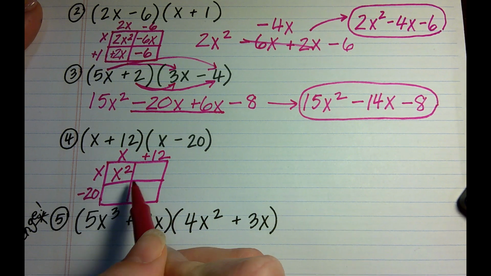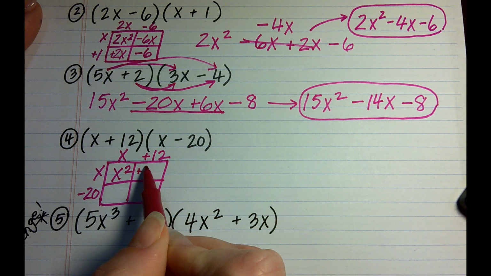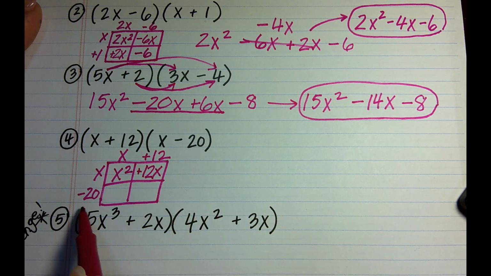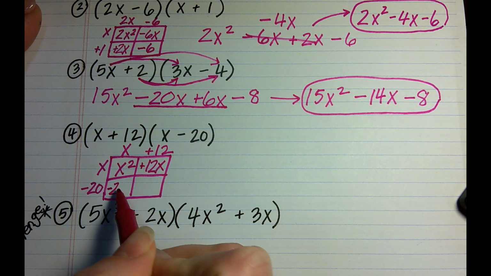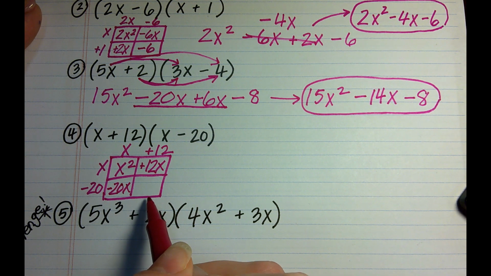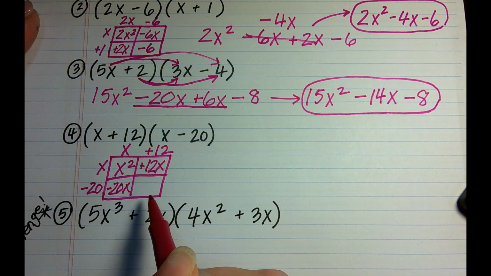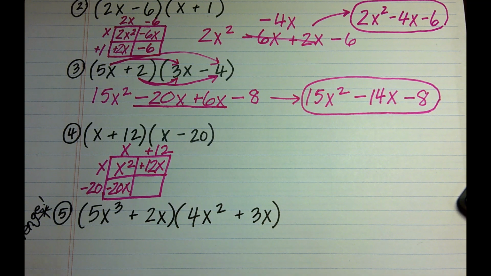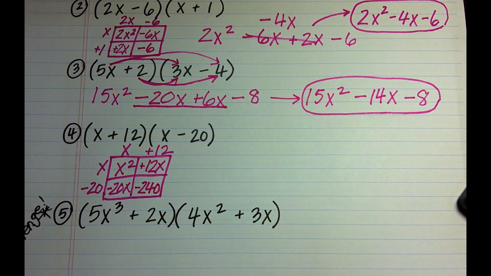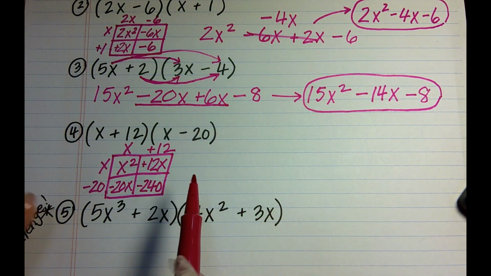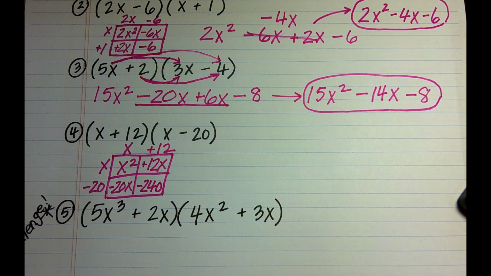Times 12. Plus 12x. Yes. And then x times -20 is -20x. And 12 times -20 is -240. Is that right? I didn't work that one out. Everybody got that? Good. So negative 240. Big number. I bet that threw some of you off. It happens sometimes. So where do we go from here?